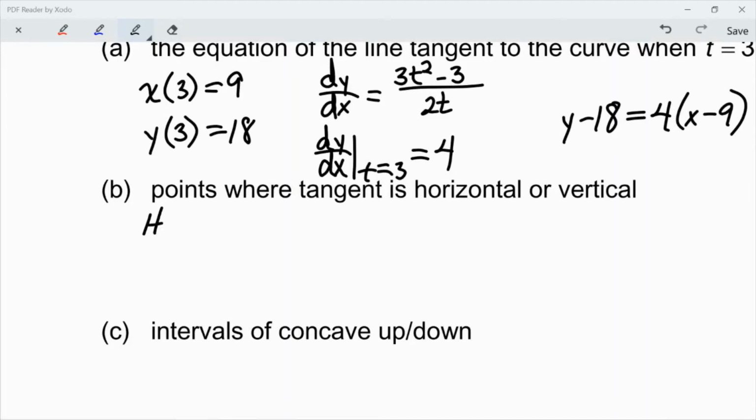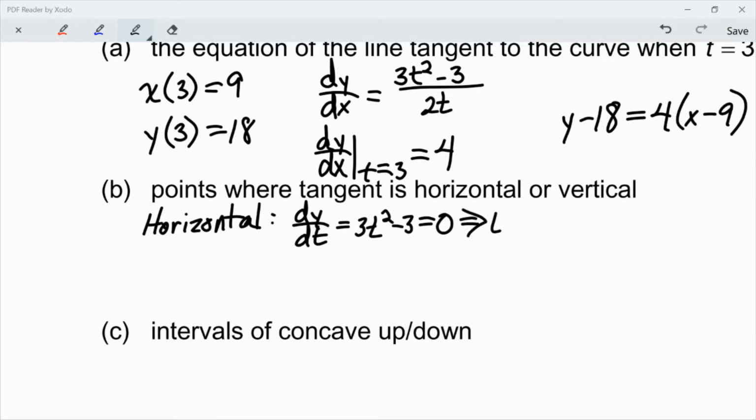So for horizontal, first thing I have to think about is that means the numerator of my dy/dx needs to be 0. Well, dy/dt was equal to 3t squared minus 3. If I set that equal to 0, I get time is plus or minus 1. Okay, now I can't necessarily assume that that's going to be all of my horizontal tangents yet, because it's possible that dx/dt is also 0 there. So I've got to check for my vertical tangents.